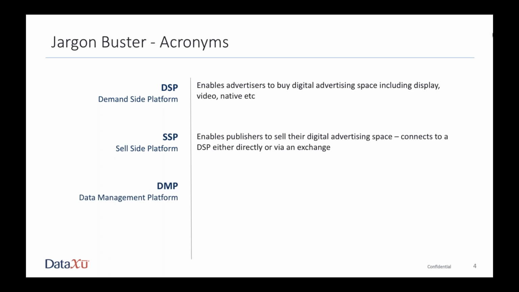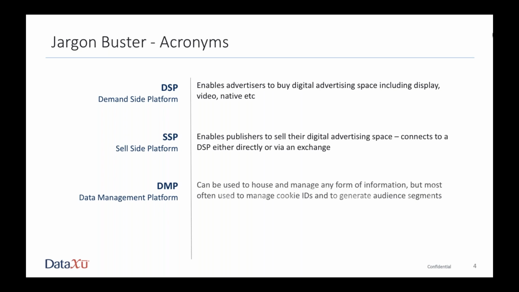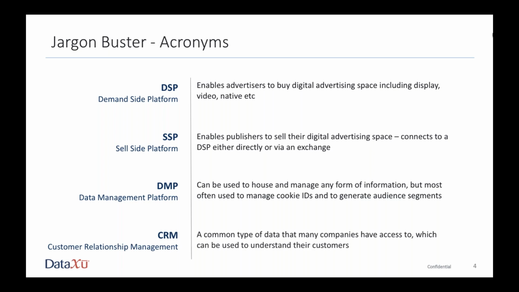And then we have DMP, data management platform. This will house your digital anonymized data. This may be cookies or mobile app IDs. And then we also have CRM, customer relationship management. And this will house all forms of data. This can be non-anonymized data, for example, household data or email addresses.